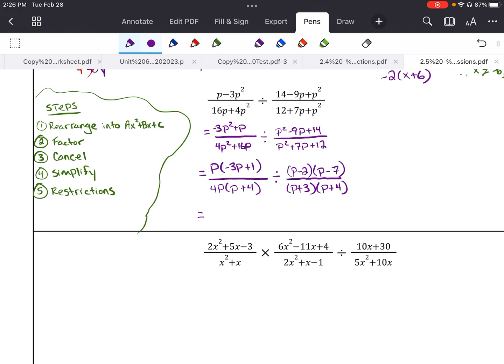Okay, and then before we start canceling, we have to fix it. It's division. How do you divide fractions? You flip the second fraction upside down. So I'm just going to rewrite the first fraction, and I'm going to change it to multiply and flip the second fraction upside down.